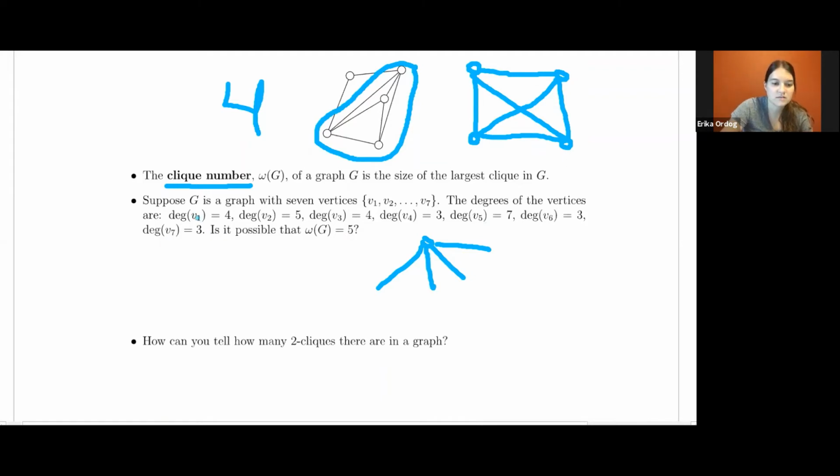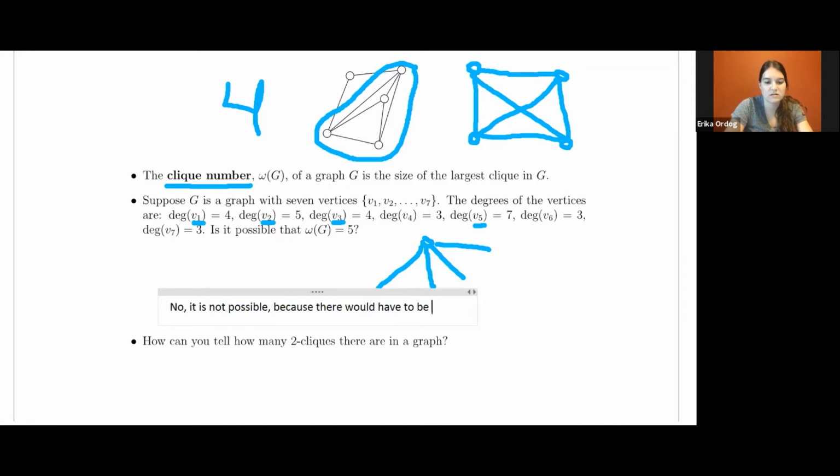Okay, so let's look at the vertices that have degree at least 4. We have V1, V2, V3, and V5. Okay, but there are only 4 of these vertices. We need 5 of them to have K5 as an induced subgraph. So no, it's not possible for the clique number to be 5, because there would have to be at least 5 vertices of degree at least 4.